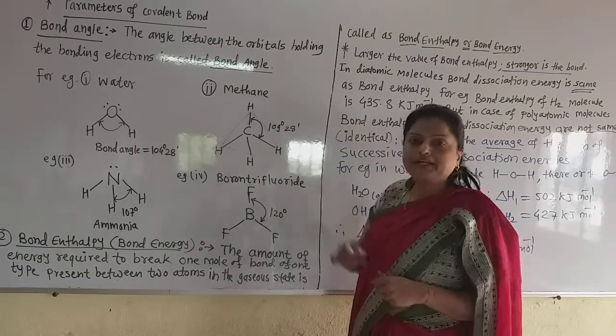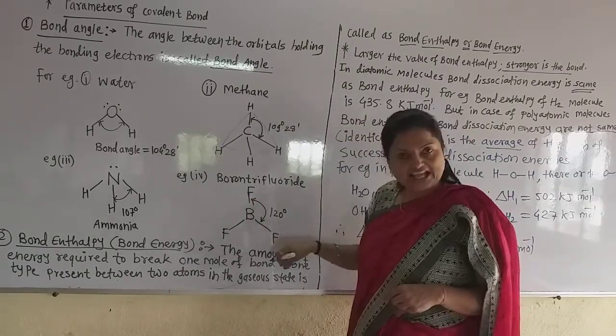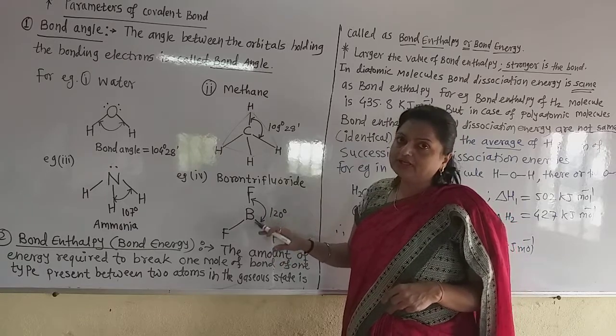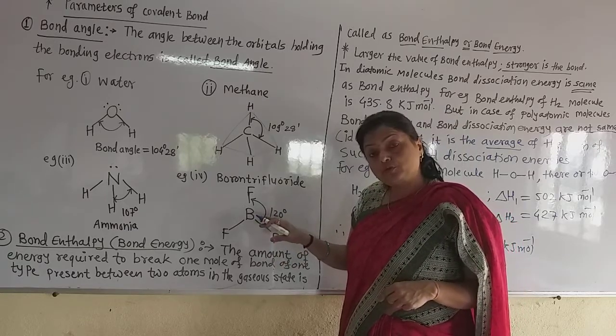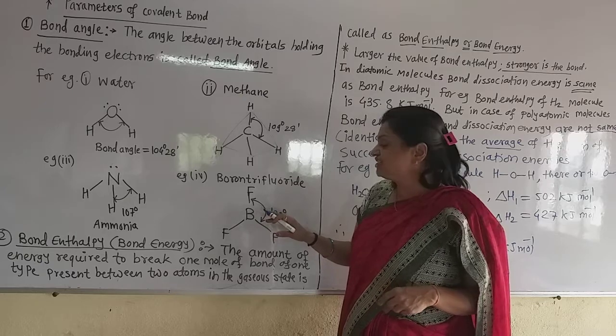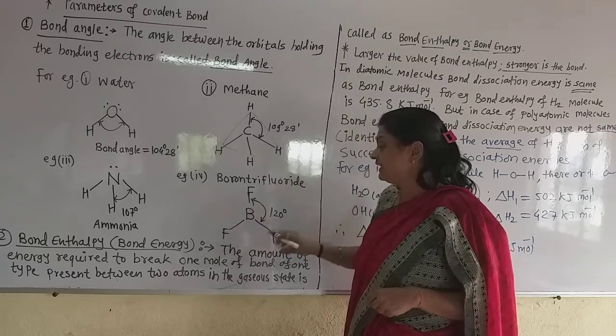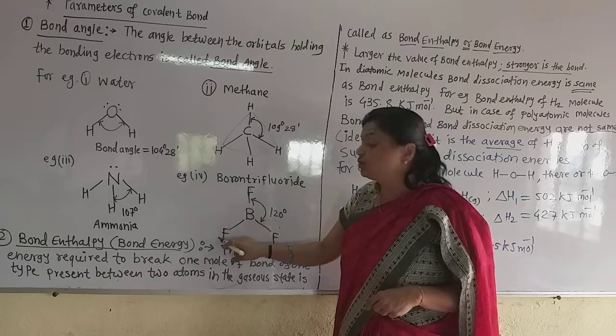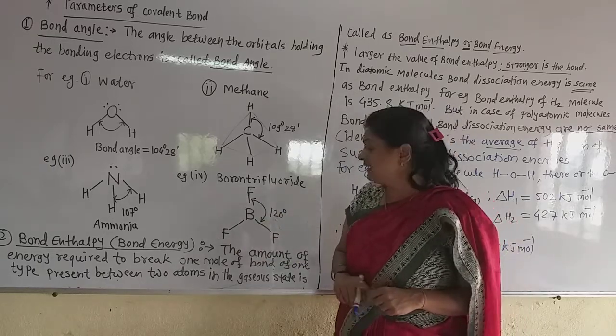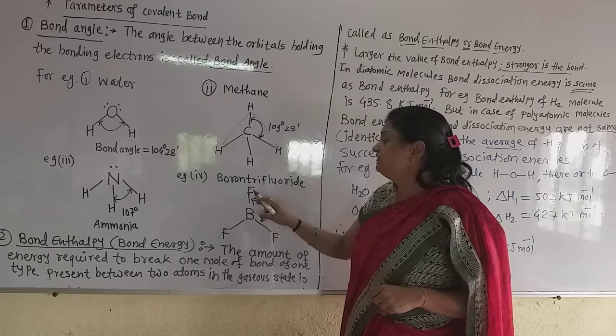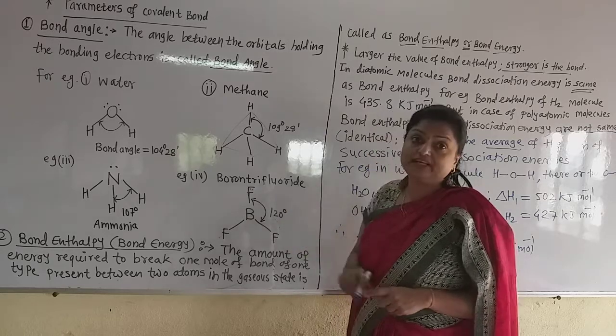And boron trifluoride is a trigonal molecule. The hybridization in boron trifluoride is sp2, and this is an equilateral triangle. The fluorine atoms are at the corners of the equilateral triangle, and the bond angle between the F-B-F is 120 degrees.